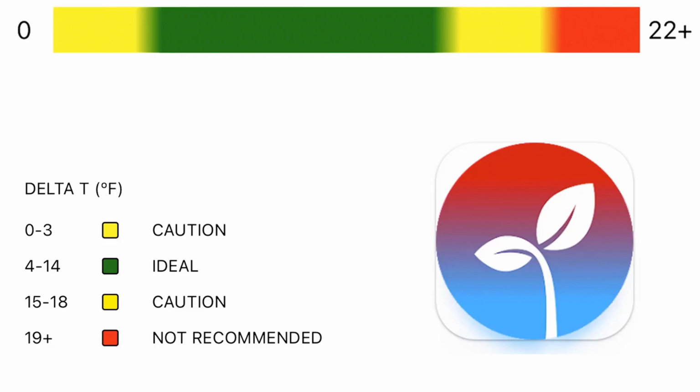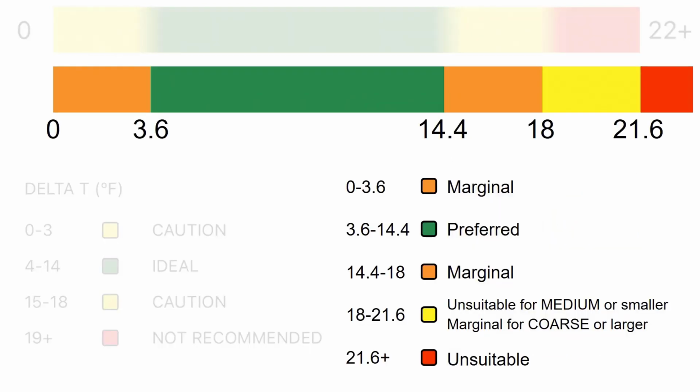This is the color scale that's used to show delta T values in the app. You have a fairly wide ideal range in the middle, and then caution if it's lower than ideal or above ideal. And finally, at 19 and above, it's not recommended to spray under such high delta T conditions due to the amount of evaporation that will occur. Just to make you aware, these guidelines are a little bit different than what's shown in the North Dakota Weed Guide.